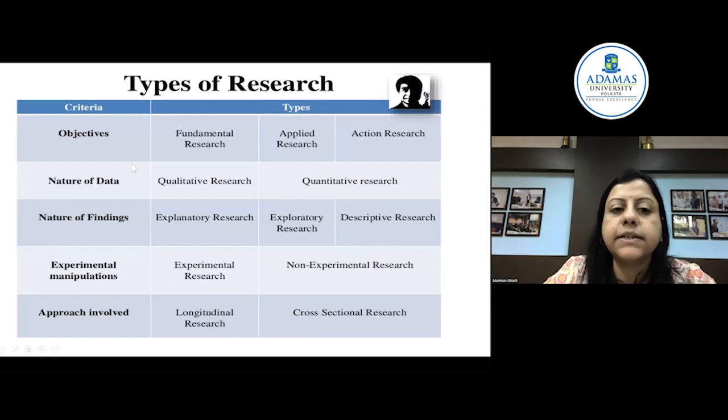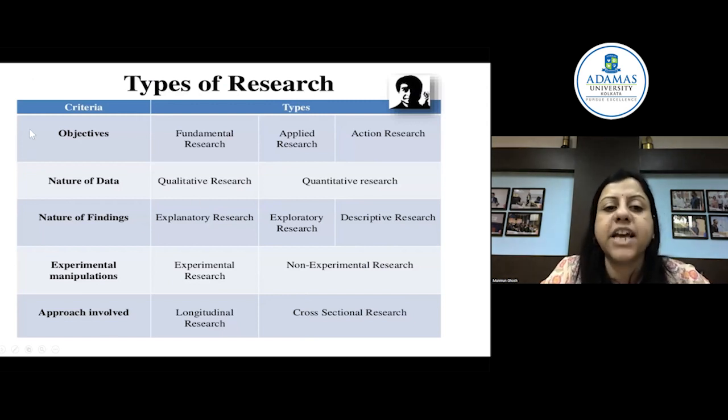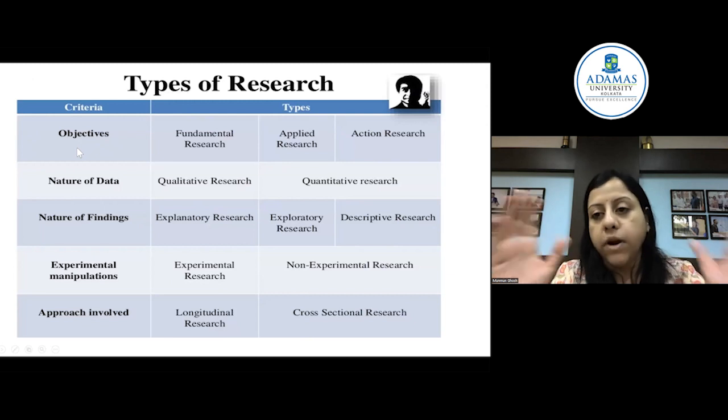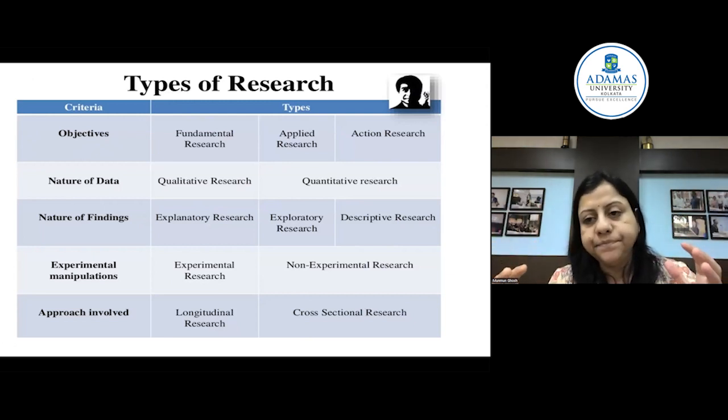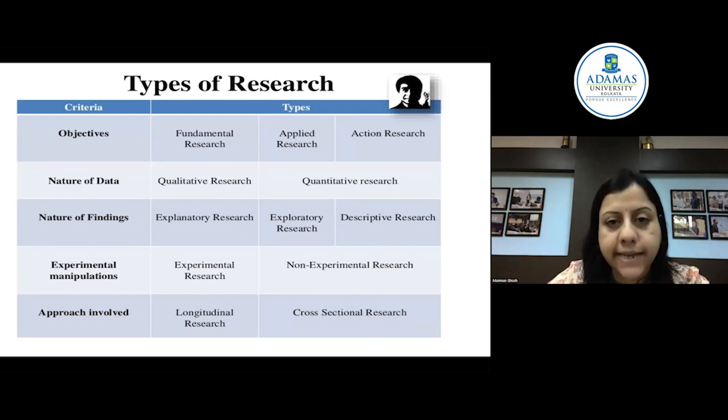So these are the criteria for selecting a type of research: what is the objective of your study? What type of data, or what is the nature of the data, you want to collect? What type of finding do you want? Are you interested in doing certain experimental manipulations here? So manipulation here does not literally mean manipulation. Here it means experimental setting up and the approaches involved in each of that.